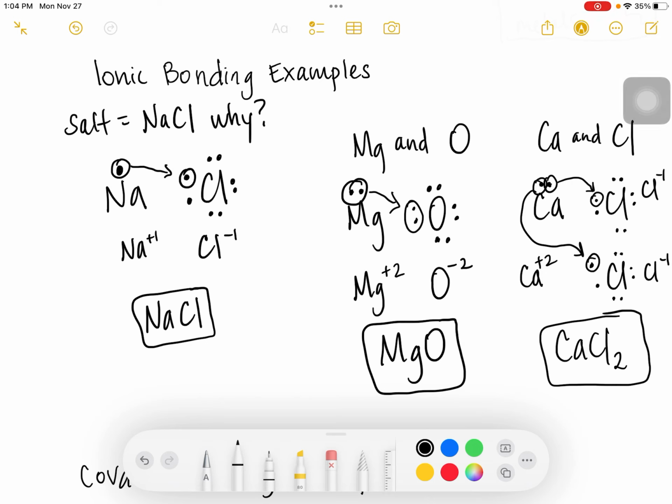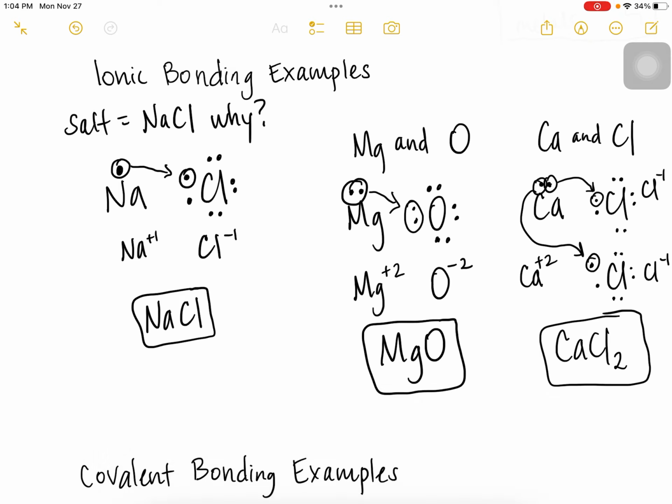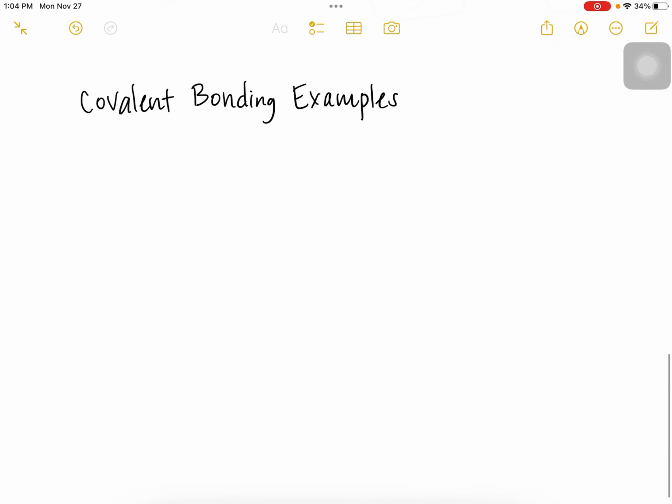Notice the ratio is not always the same. This was 1-to-1, 1-to-1, and this was 1-to-2. We'll see some other ratios later, but this is the basics of ionic bonding. Okay, now we're going to compare that to a covalent bonding example.